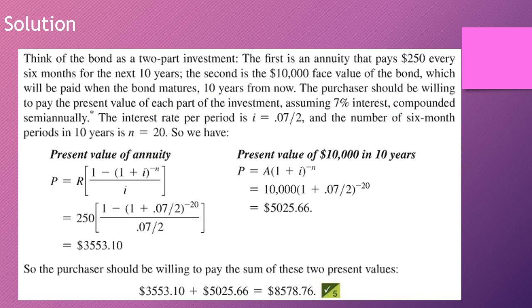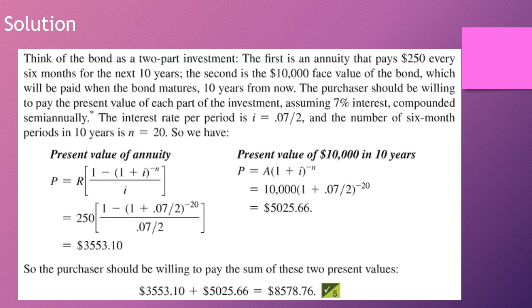So we're going to think of this in two parts. First, if you're planning on purchasing this bond, you're going to have $250 every 6 months for the next 10 years. The second thing we have to consider is that at the end of that time, the face value of the bond, the $10,000 face value, will be returned to you. So the purchaser should be willing to pay the present value of each part of that investment, assuming 7% interest compounded semi-annually. Remember, 7% is the new interest rate.